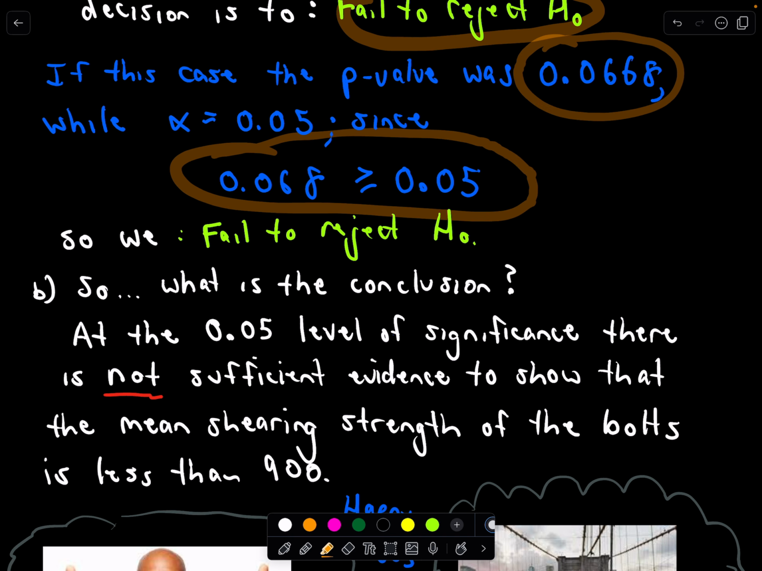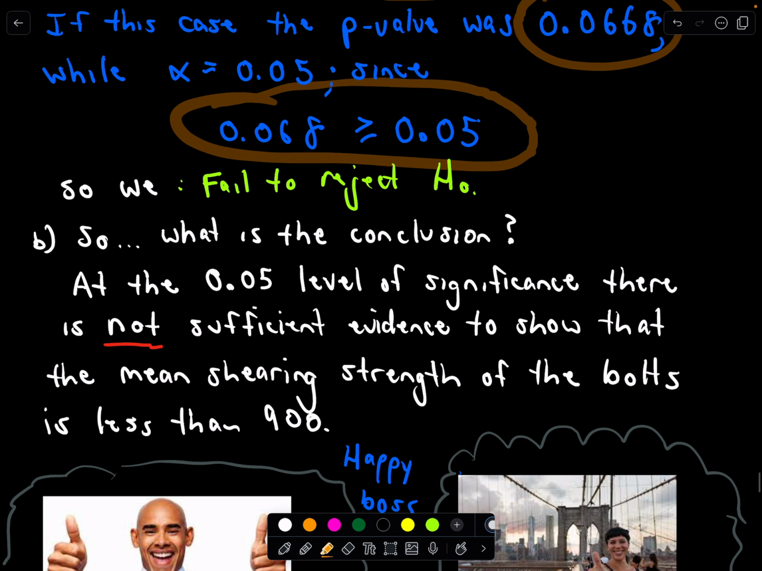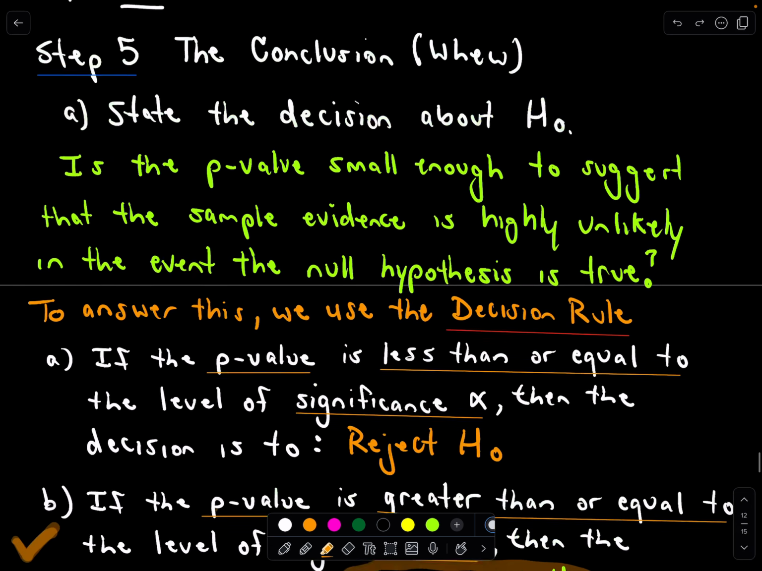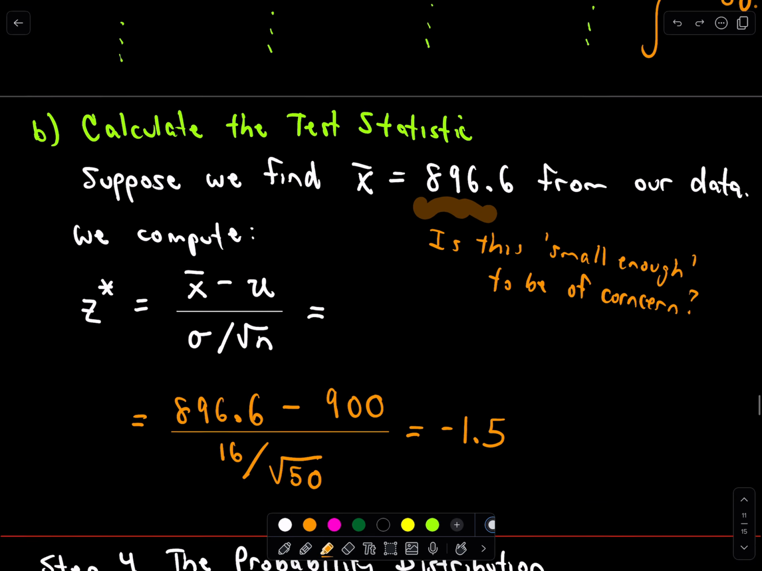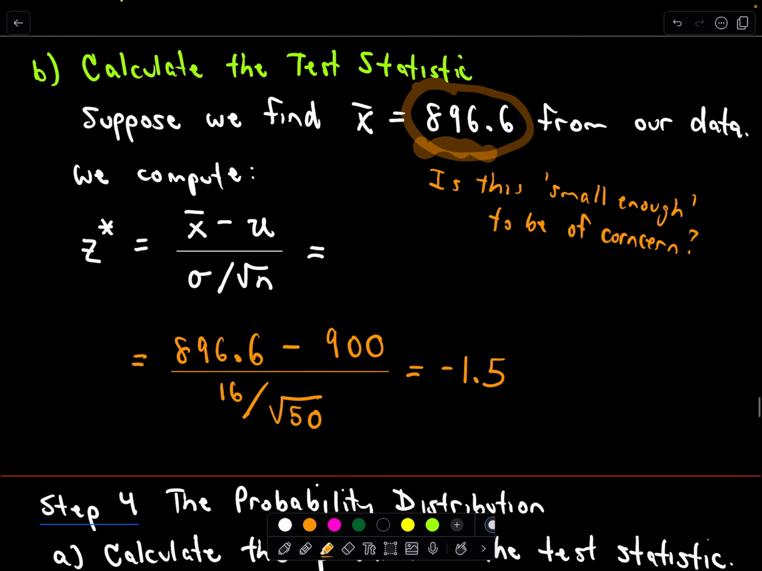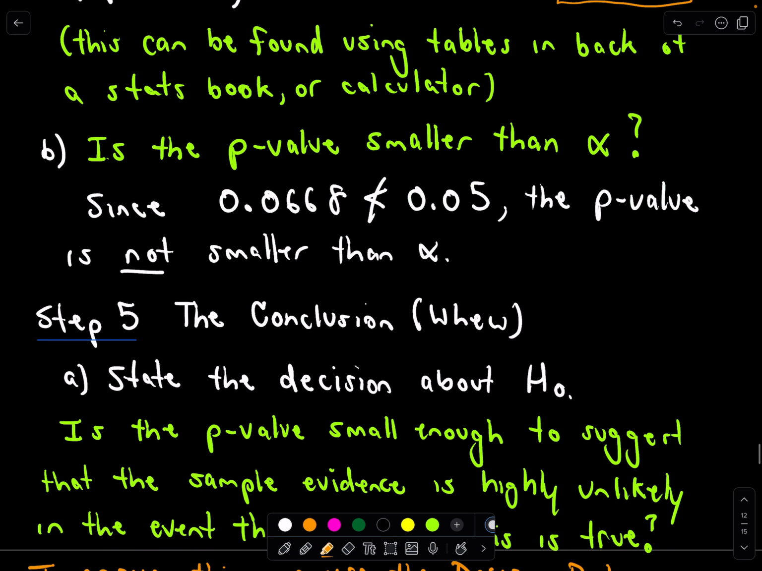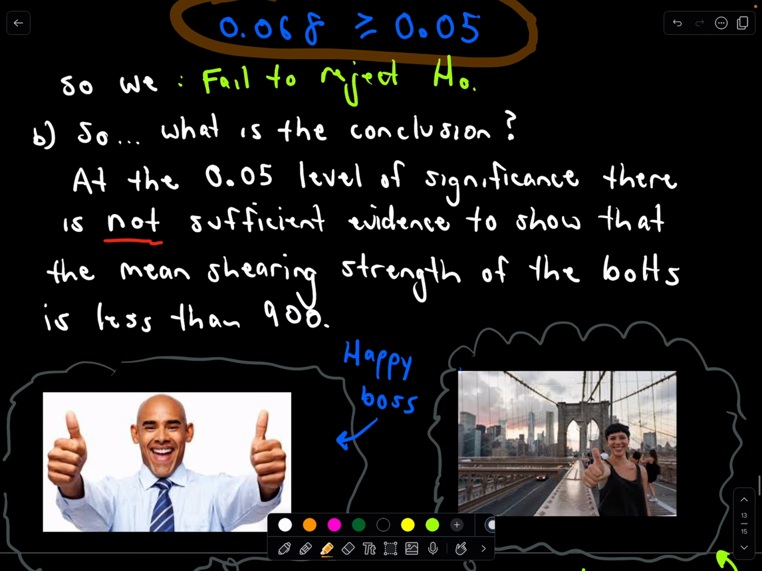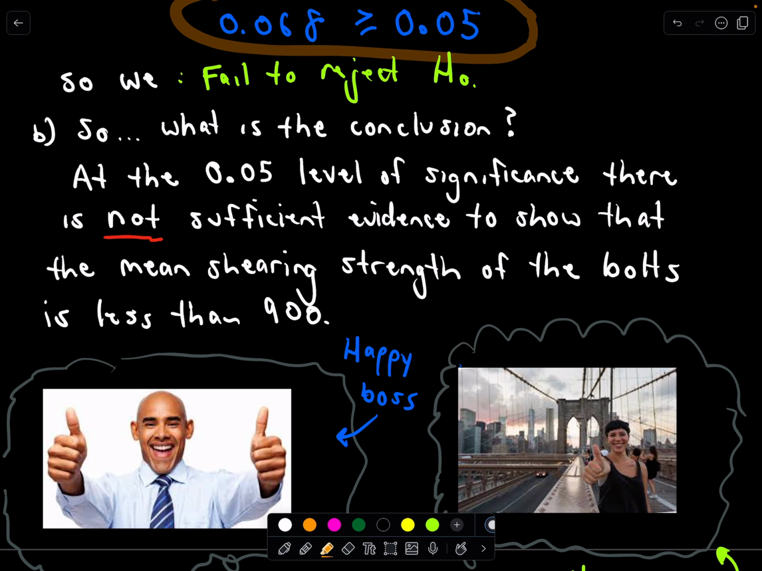So finally, the boss says, hey, what's the conclusion? So we're going to say at this alpha equals 0.05 level of significance, there is not sufficient evidence to show that the mean strength of the bolts is less than 900. So even though that average we computed is less than the manufacturer's claim of 900 pounds, we're going to say, no, based on this level of significance, yeah, it's a little lower, but it's not enough to worry about. Go ahead and buy them. That's what it says. That is our conclusion.